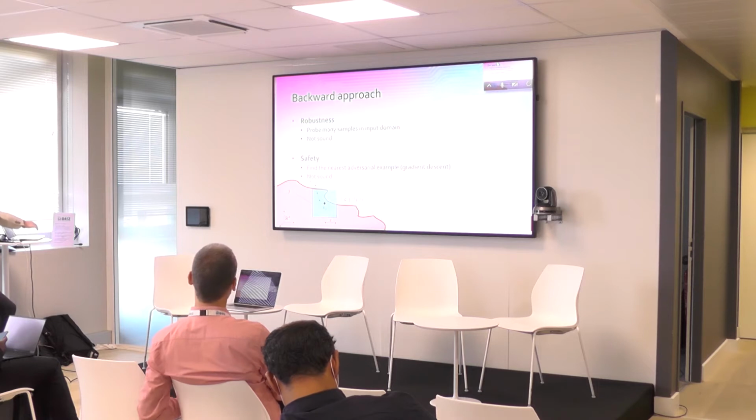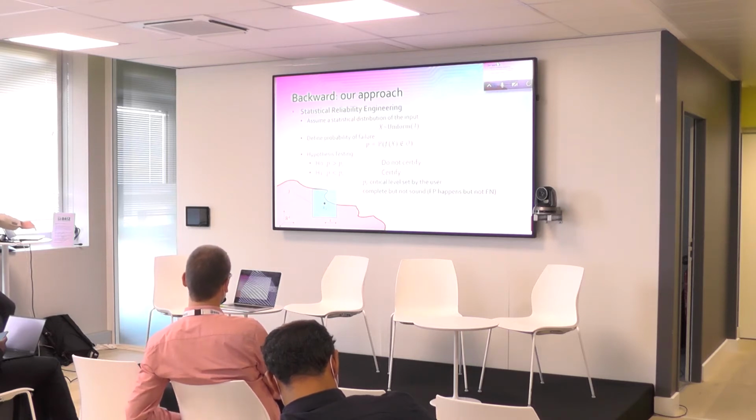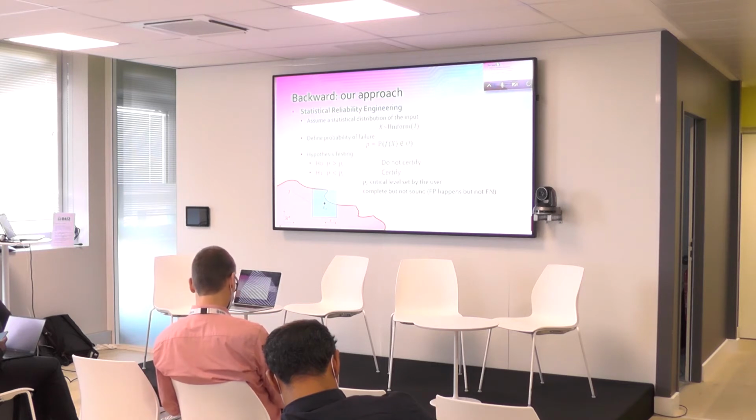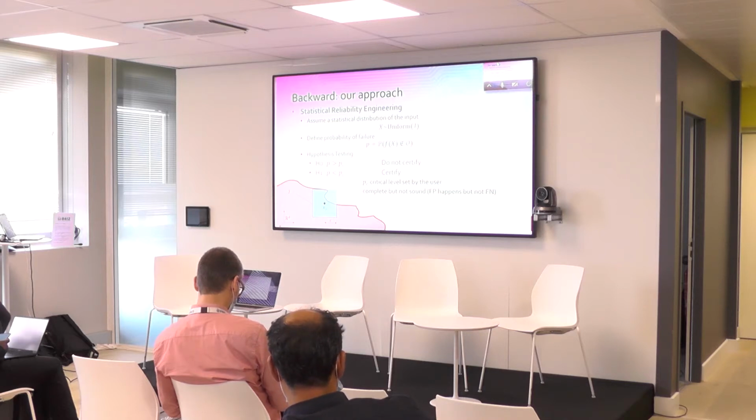And then our approach. Our approach is very different. We apply some method from the statistical reliability engineering domain, and we first consider a statistical distribution of the input. So basically, we say that the input is distributed uniformly over the input domain. Which is quite strange, because for the moment there was no statistical distribution involved. And then we will define the probability of failure. So it's the probability that the output of the network doesn't belong to the output domain when X is distributed like that. And then we will try to gauge, to measure this probability of failure.